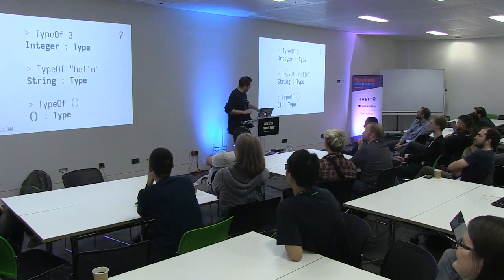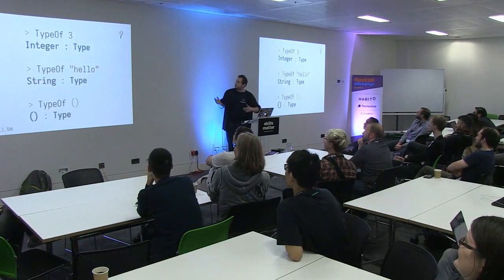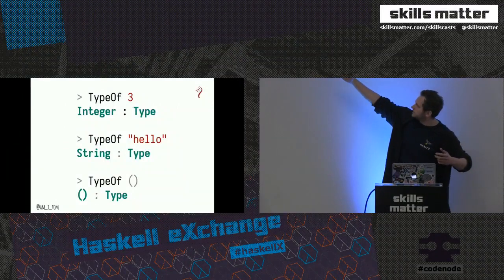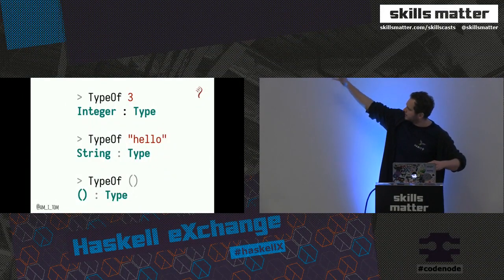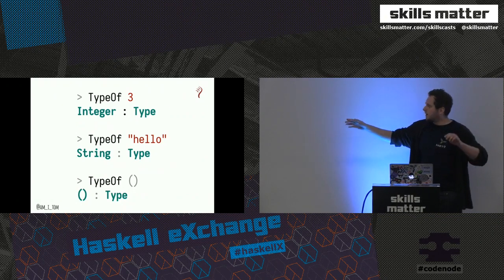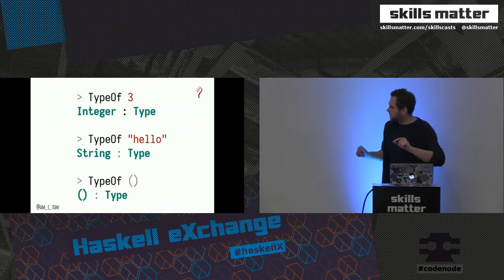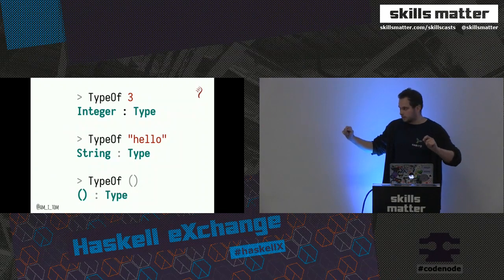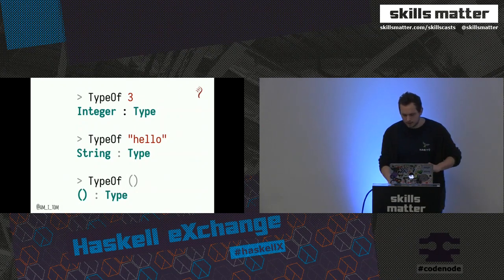And indeed, this works as you might expect. For simplicity's sake, I've mentioned the language we're working in the top right, just to keep track of that. But we can see typeOf 3 is integer, typeOf hello is string, typeOf null is... I should introduce that as a point of terminology. Unit in JavaScript is called null. We will come back to this later.